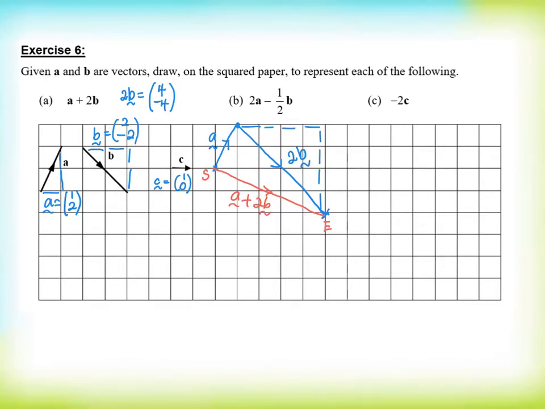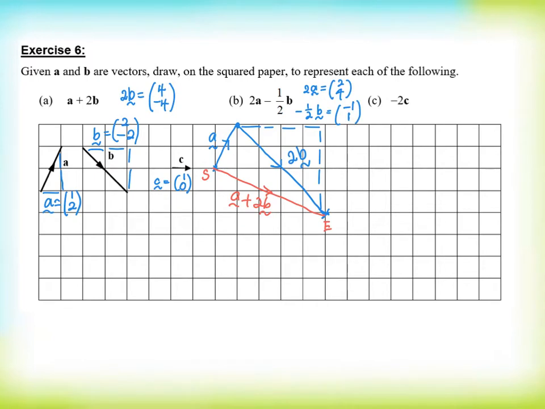Next, we're going to do 2A minus half B. What is 2A? A is (1, 2). So 2A will now be (2, 4). Half of B. B is (2, negative 2). So negative half of B will mean I'll go in the opposite direction. Instead of 2, it will now become negative 1. Negative 2 will now become positive 1.